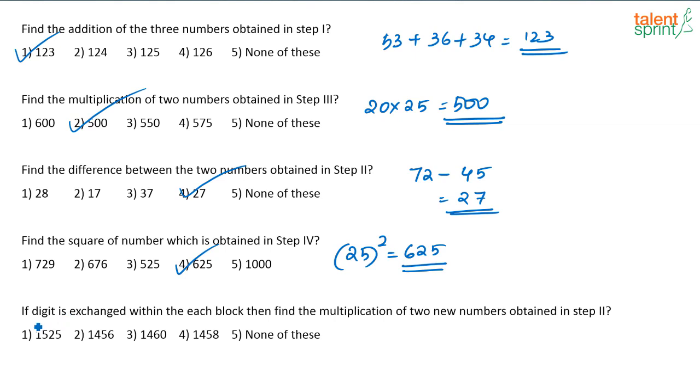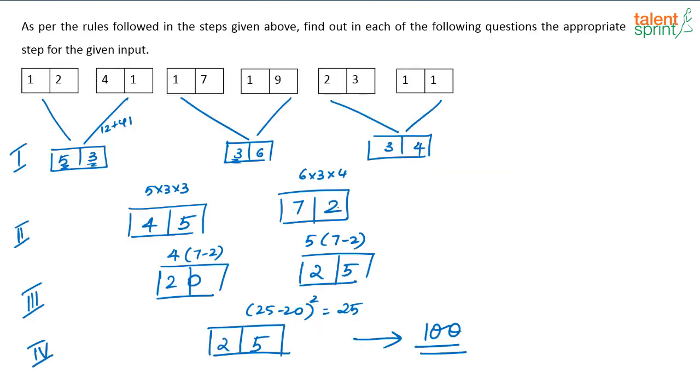625. If the digit is exchanged within each block, then find the multiplication of the two new numbers obtained in step 2. So how will you solve this? If the digit is exchanged within the block, in step 2, what are the digits that you have? You have 45 and 72. So now it is becoming 54 and 27. So find the product of this, that will be your answer.